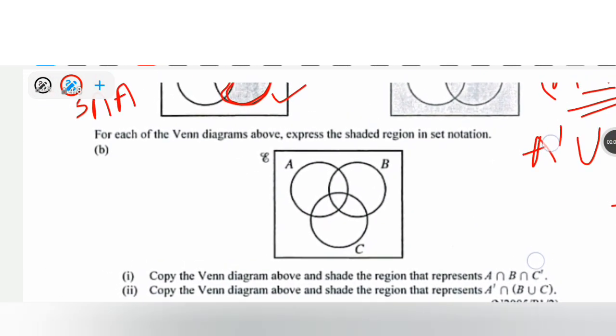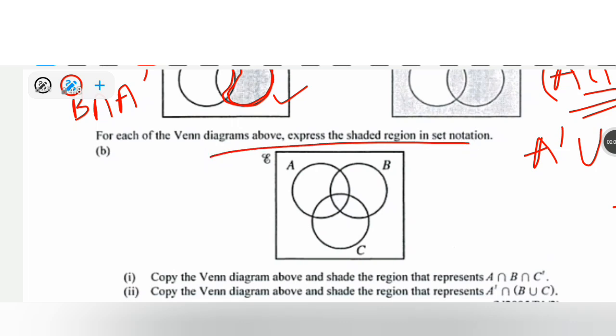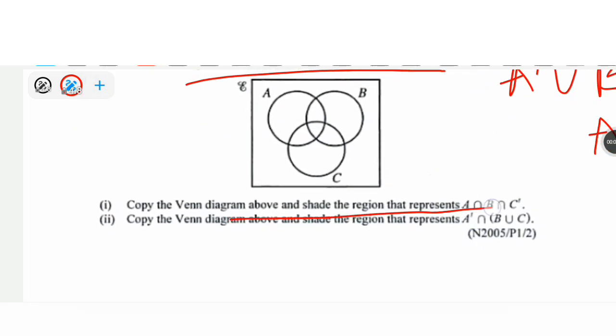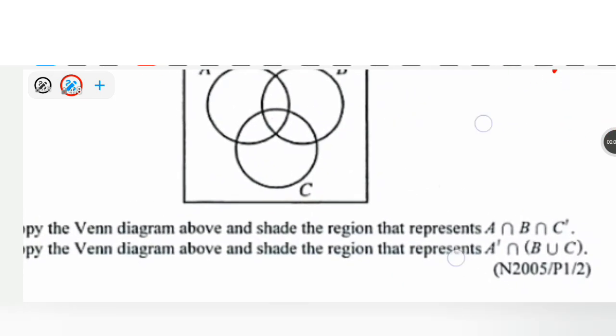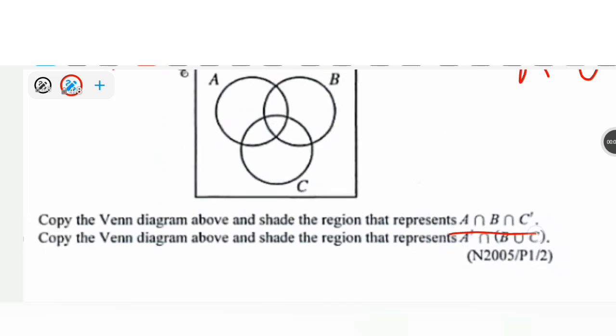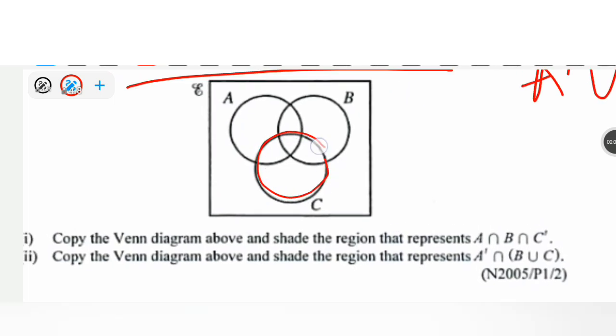For each of the Venn diagrams, express the shaded region. Okay, I've done that one. Copy the Venn diagram above and shade the region that represents A intersection B intersection C prime. Anytime you see C prime, that means C is not involved. Since C is not involved, only A and B are involved. So go to where A and B are meeting and shade only this part. Don't let it enter into the circle of C. That's the answer to that question.